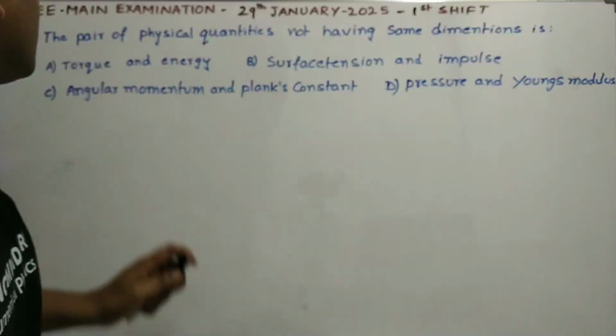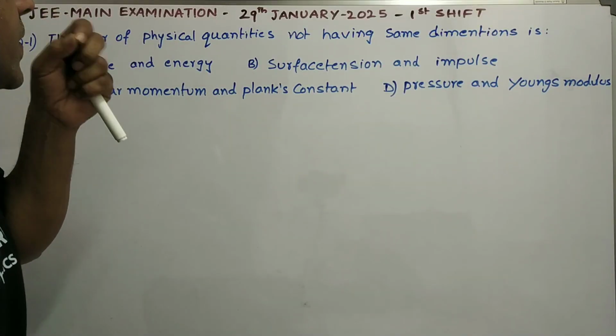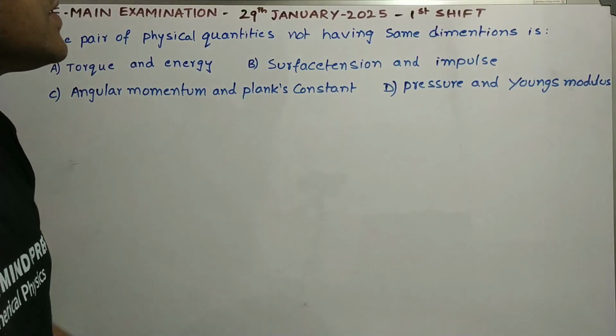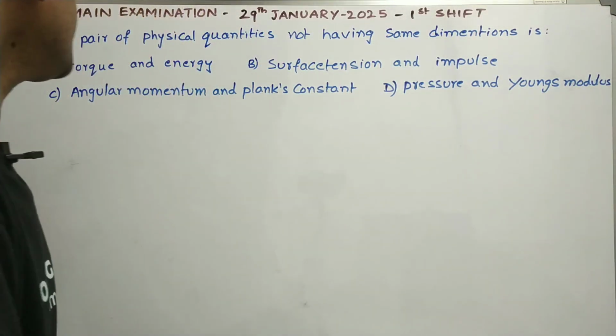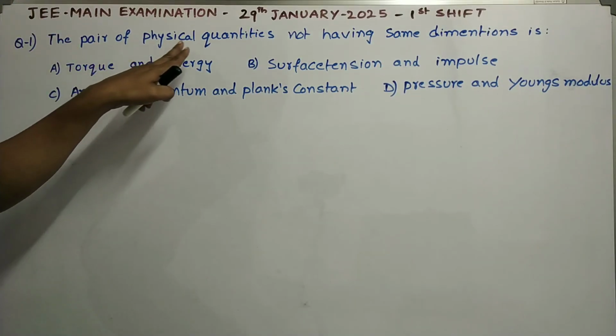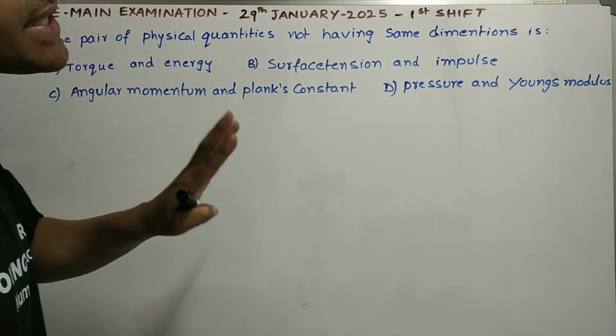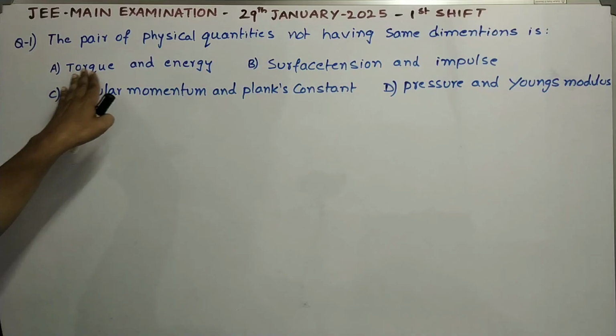Welcome to Young Minds. Today we discuss the question paper of the JEE Mains examination conducted on 29th January 2025 in the first shift. The first question is: the pair of physical quantities not having the same dimensions is. There are four options given.